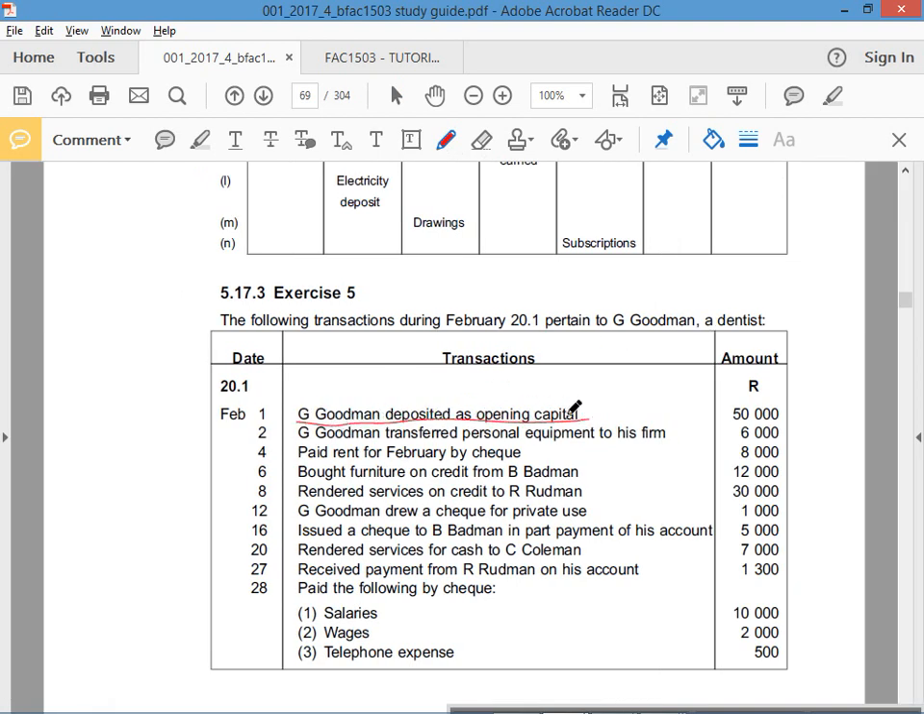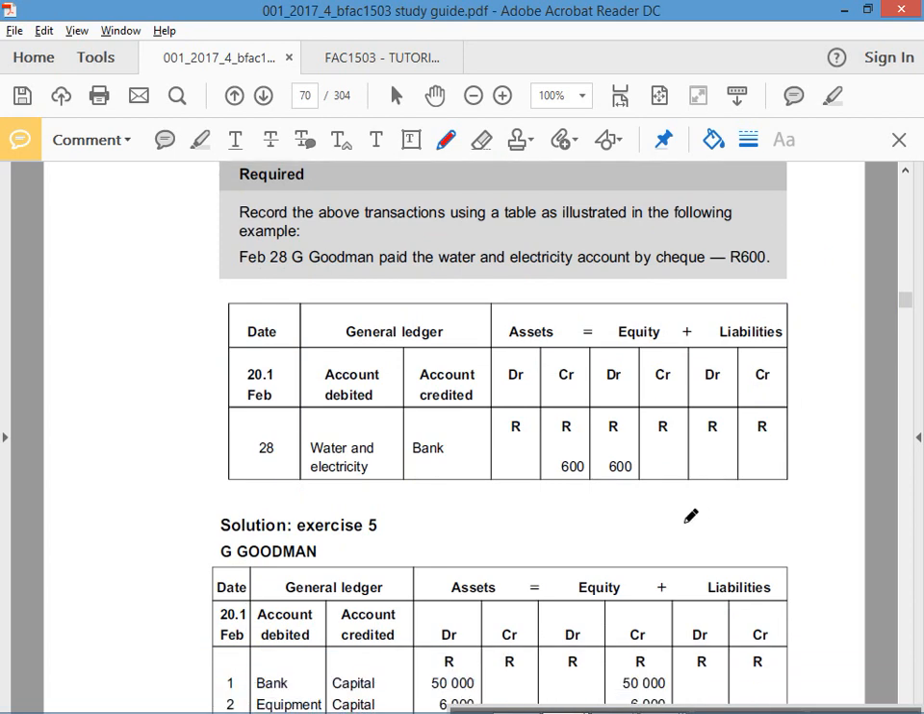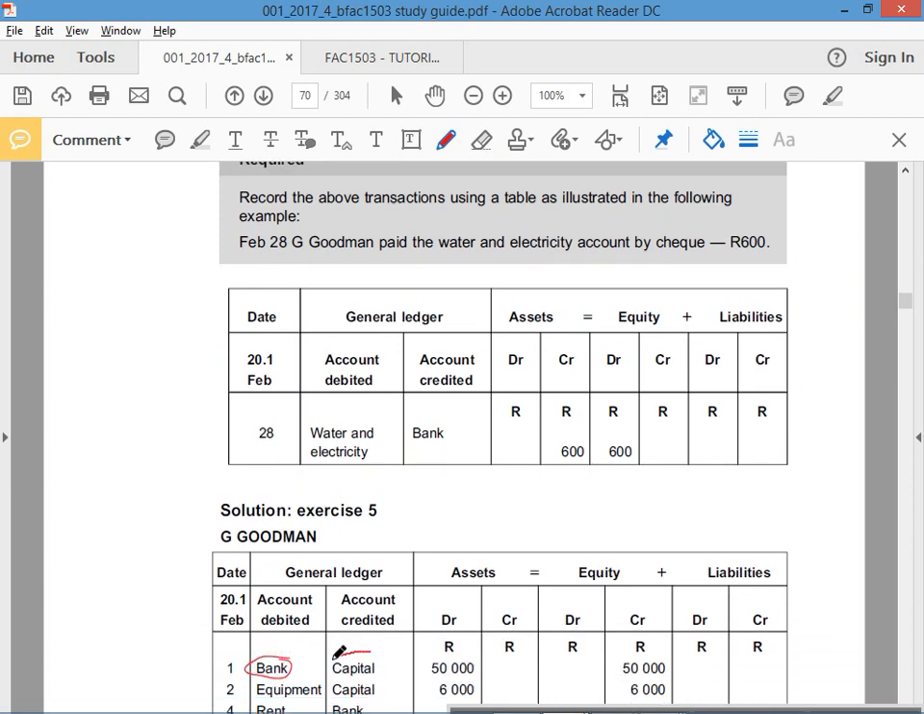Goodman deposits opening capital. That stands out. Capital is capital, and I'm going to credit it because it's increasing. 50,000 is cash. Cash relates to the bank. Bank is an asset, increasing. Where do assets increase? On the debit. So the solution should show debit bank, credit capital. Do you agree? There's the solution: debit bank, credit capital. They don't put the extra bit in, but I would. Capital is capital.